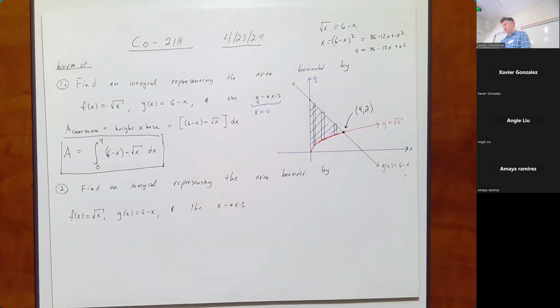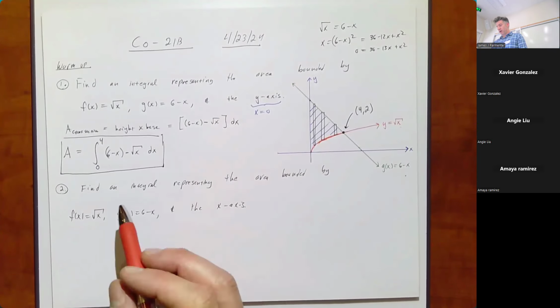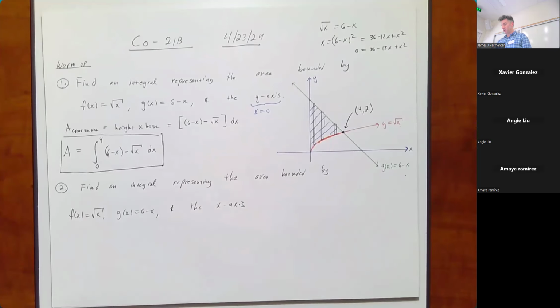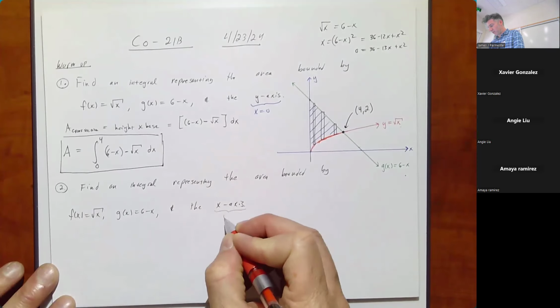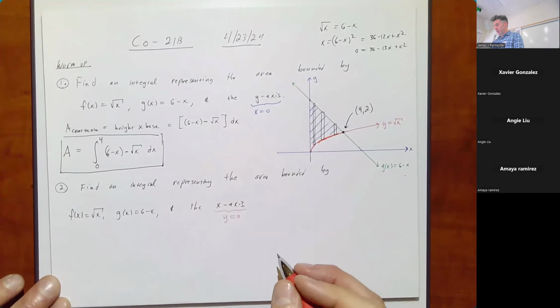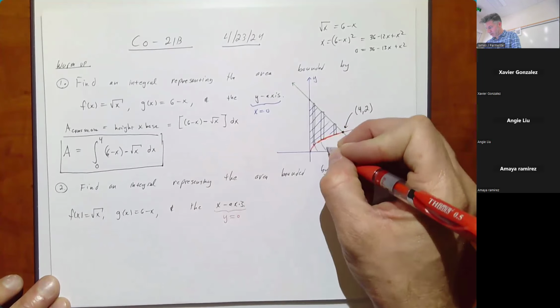For the next one, it's the same functions, except now we're bounded by f of x equal to the square root of x, g of x equal to 6 minus x, and the x-axis, which is also y equal to 0. So now we're looking at this region down here.